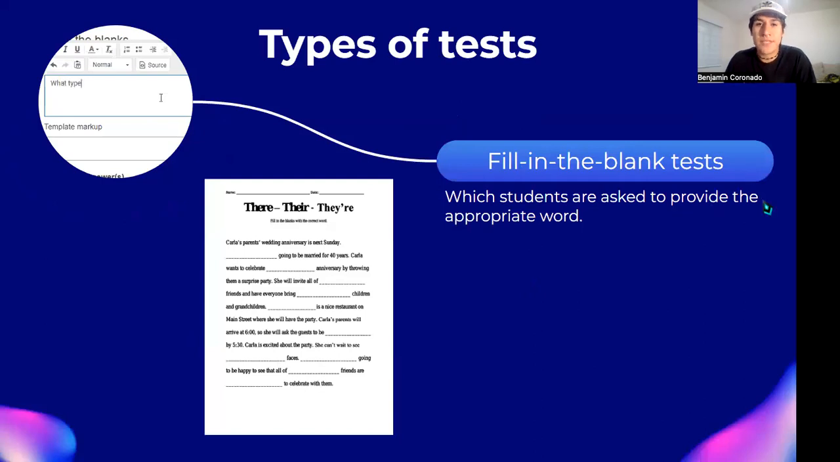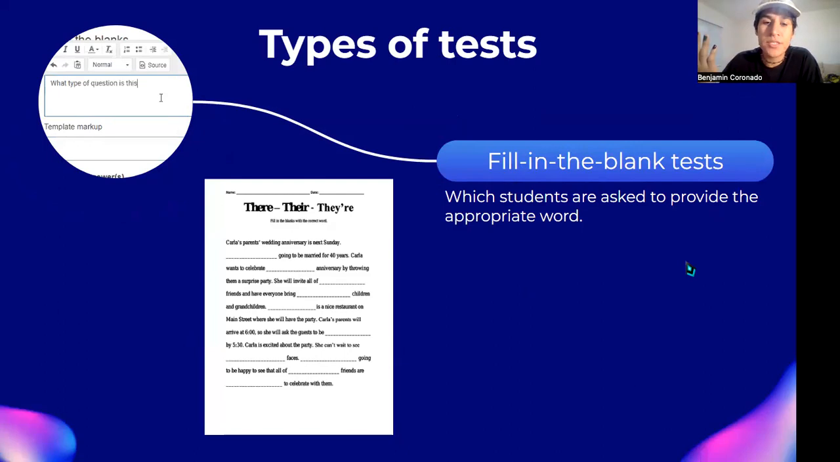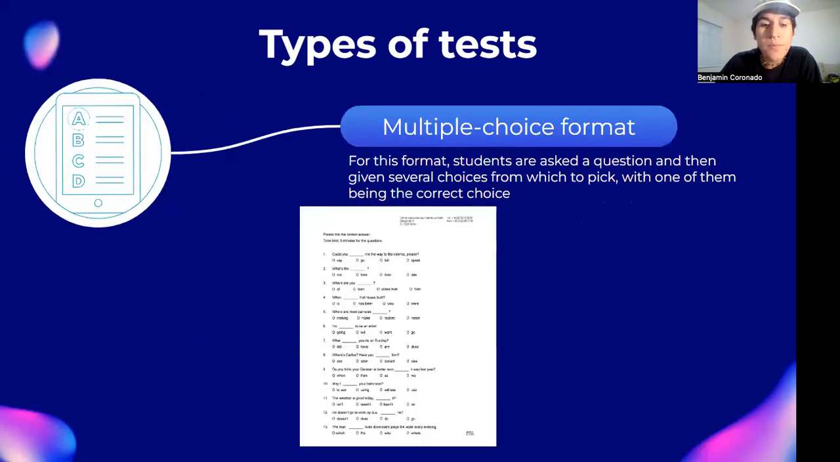Types of tests. Fill in the blank test. For example, they might be asked which form of a word, such as there, their, or they're, a certain sentence requires and then be asked to fill in the blank. For this type of test, students might or might not be provided with a list of words from which to choose.